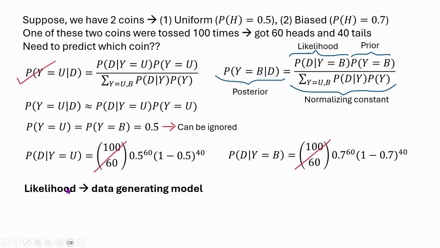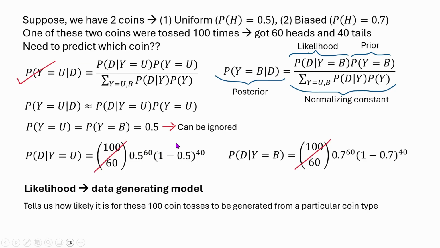Now, this likelihood term is also known as the data generating model. But why is that? It is because it tells us how likely it is for these 100 coin tosses to be generated from a particular coin type, right? Understand that likelihood is not probability in the true sense because it does not sum up to 1. It simply tells us which value is bigger. Okay, now let's see another example. Obviously, you can now see that things are not as simple, but it's not that complicated either. So let's see another example.